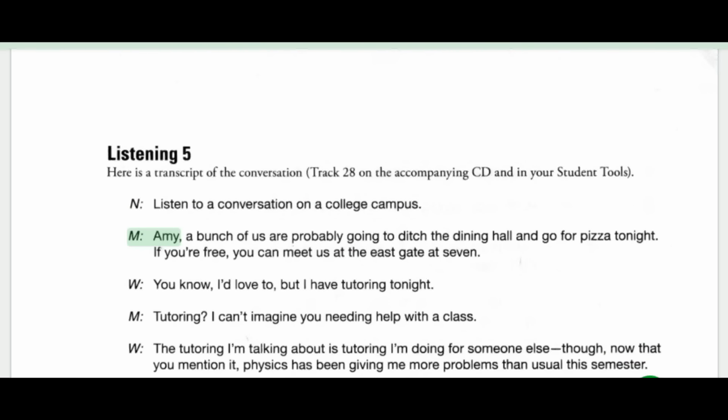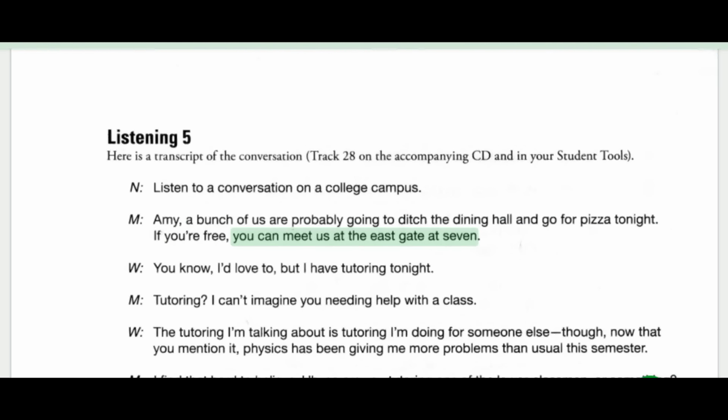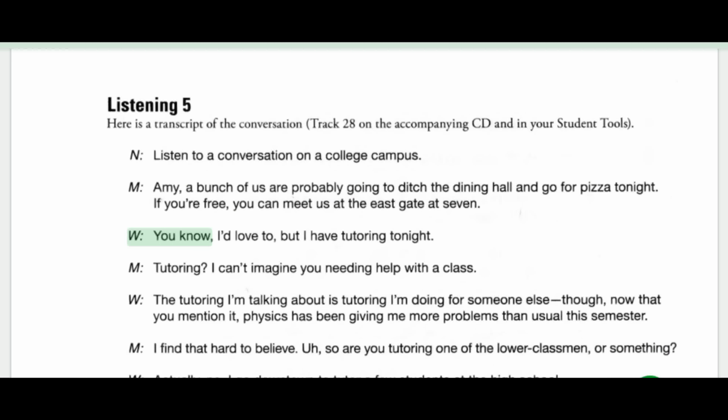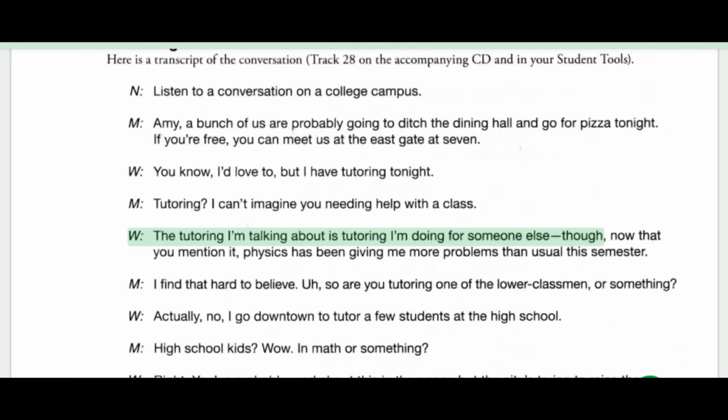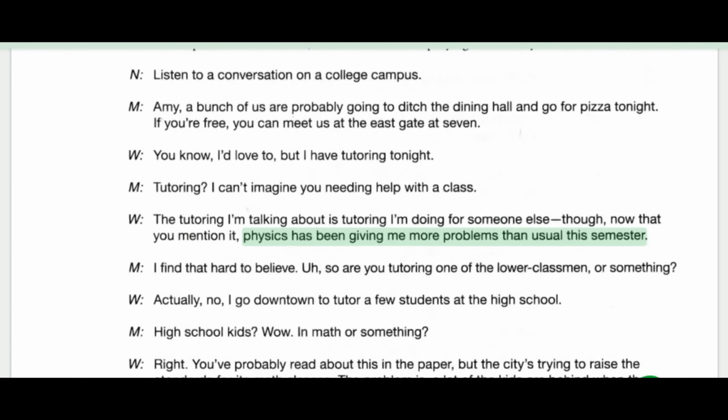M. Amy, a bunch of us are probably going to ditch the dining hall and go for pizza tonight. If you're free, you can meet us at the East Gate at 7. W. You know, I'd love to, but I have tutoring tonight. M. Tutoring. I can't imagine you needing help with a class. W. The tutoring I'm talking about is tutoring I'm doing for someone else, though, now that you mention it, physics has been giving me more problems than usual this semester.